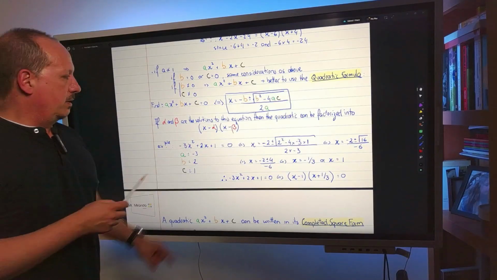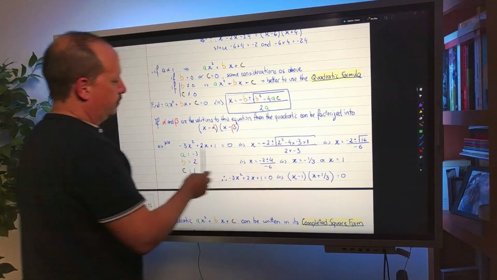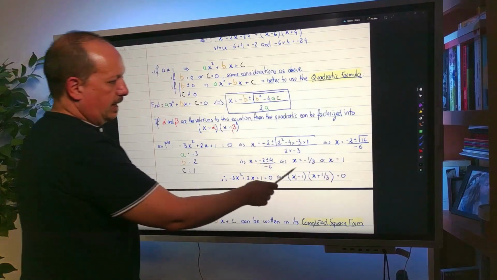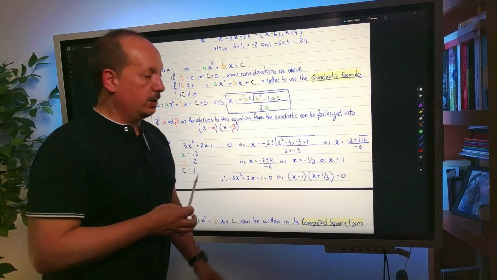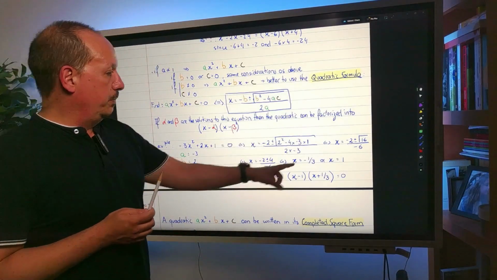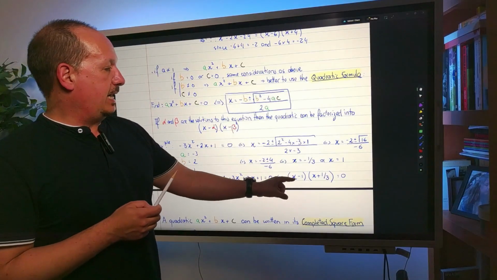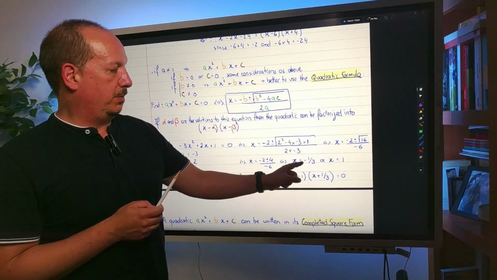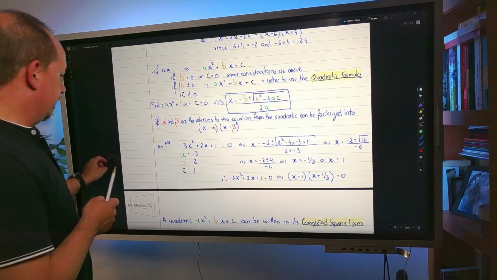For example, let's say that you have this quadratic. If you solve it by substituting the corresponding coefficients in the formula, you will get these two values, x equals minus 1/3 or x equals 1. So you will be able to rewrite this as x minus that one times x minus this one. So a double negative becomes positive. Okay? All right.